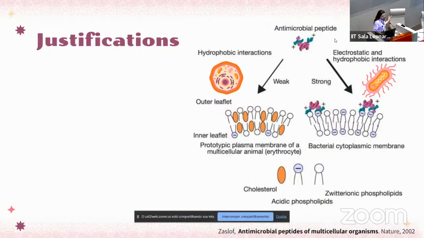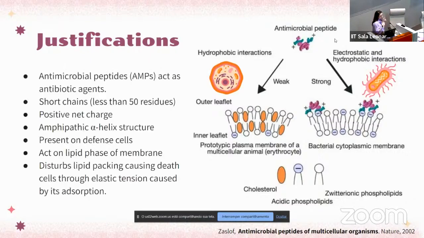So we work with two antimicrobial peptides that act as antibiotic agents to the bacteria bilayer. They have short chains, overall positive net charge, and they adopt a structure that's an amphipathic alpha helix. I'll show you what this means shortly.